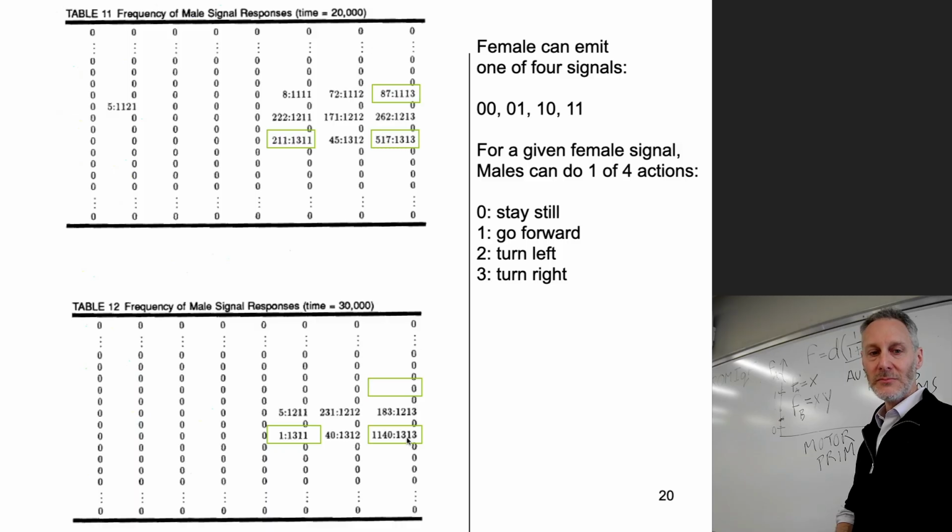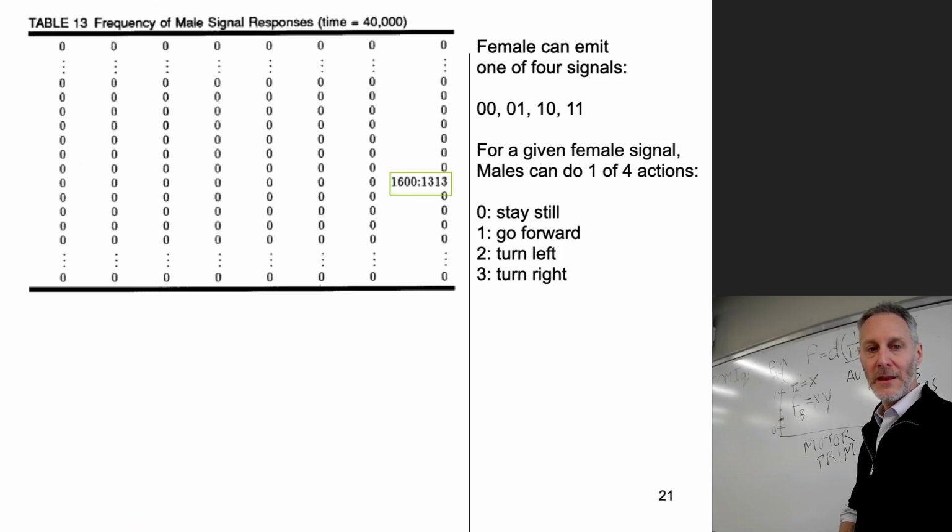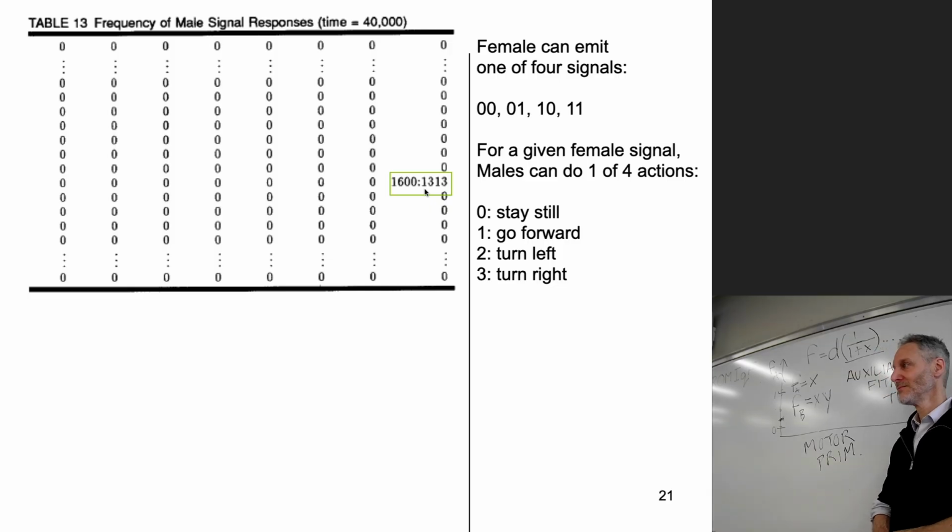20,000, 30,000, 40,000 time steps later. So in this particular experiment, we've now not seen just the evolution of communication, we've seen the evolution of what?